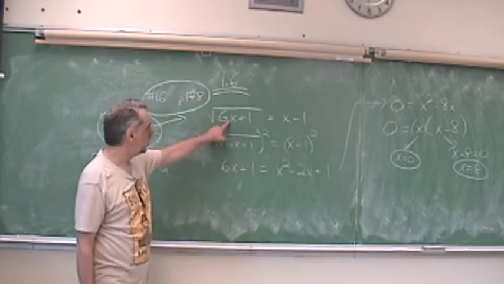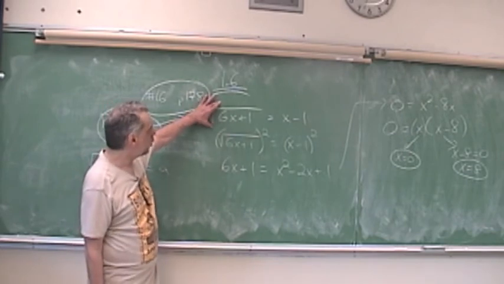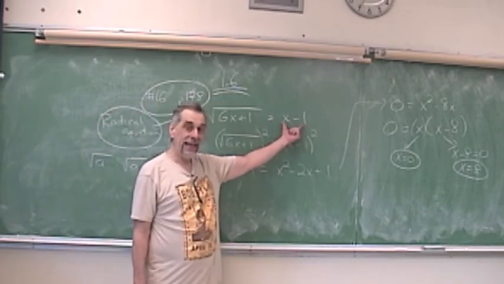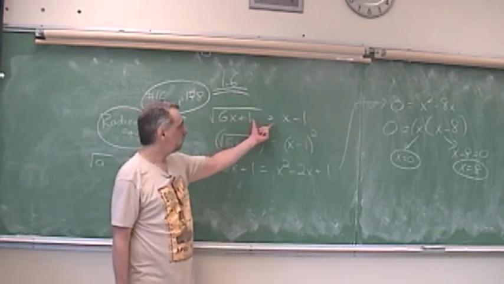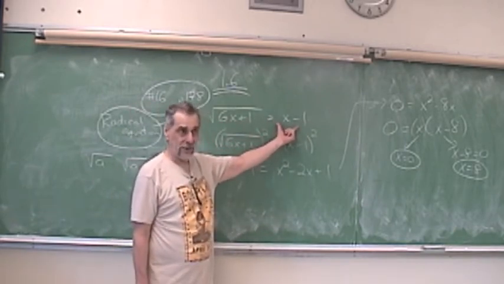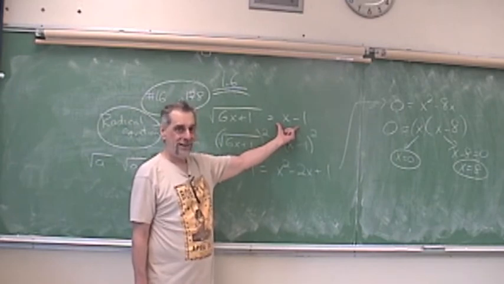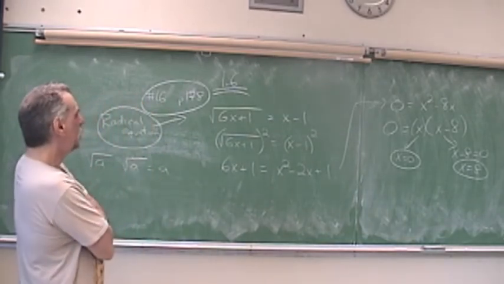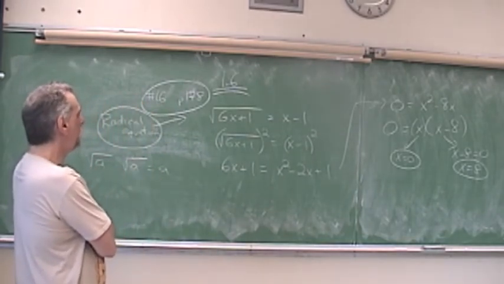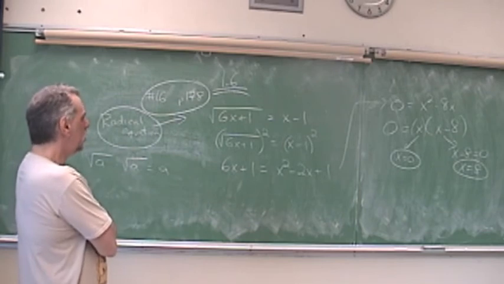If we put 0 in here, we're going to get the square root of 1 equals negative 1, which isn't true, right? The square root of 1 does not equal negative 1. Does it? Negative 1 times negative 1, I guess that could work. The square root of 1 is plus or minus 1, so I guess we can accept that one.